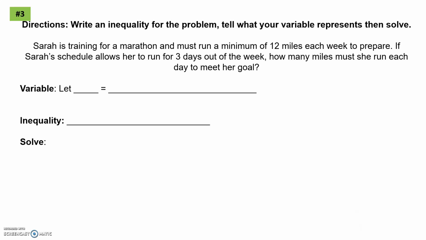So in this problem, they don't tell you what variable to use. So you're going to look at the question, which is how many miles must she run each day to meet her goal? And you're going to pick a variable that you think works well for that. In order to figure out which inequality you should use, you're going to look for the key word. The key word that we have here is a minimum. That should help you to figure out which inequality to use when you're solving this problem.